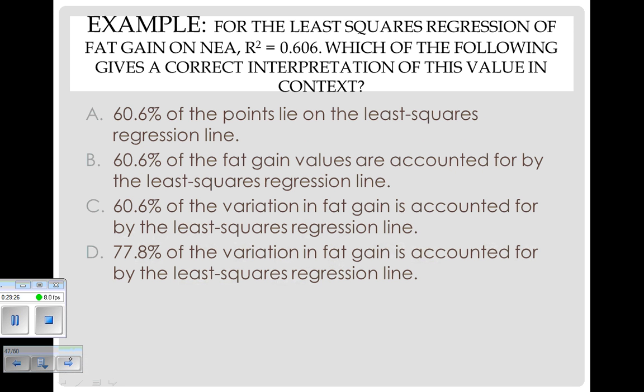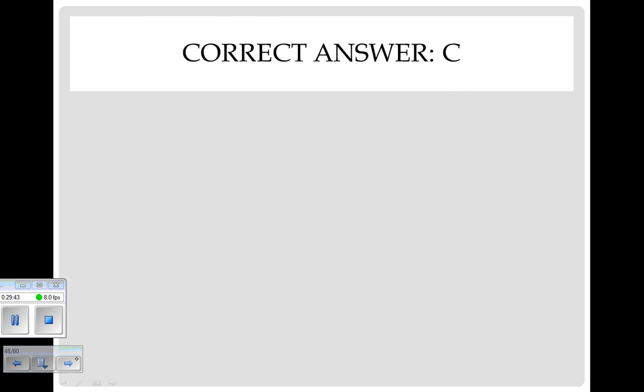All right, for the least squares regression of fat gain on NEA, our R squared was 0.606. Which of the following gives a correct interpretation of this value in context? So look through these. The correct answer is C.